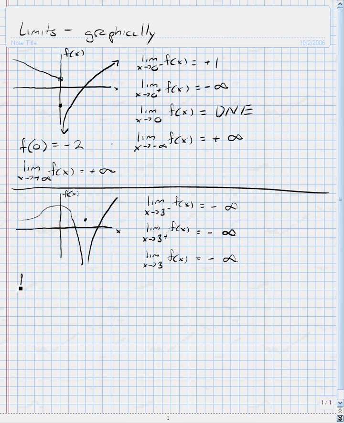Next, we're asked to find f of 3. Similar to the last problem, we find x equals 3, and wherever the dark dot is, right here, is that f of x is equal to 1.